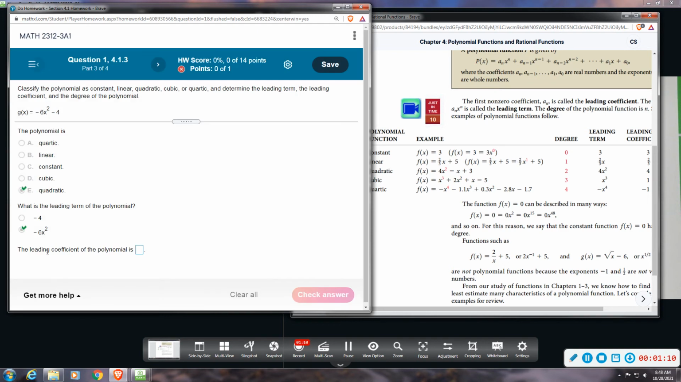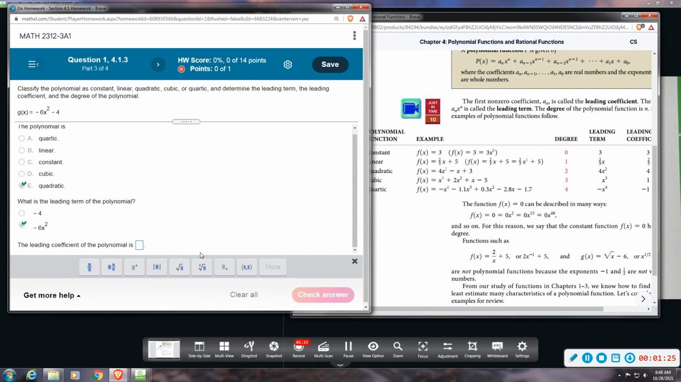And then the leading coefficient. So that refers to only the number in front. So for example, theirs over here was showing a leading coefficient of 4. Ours is going to be a negative 6. That's the number that's in front of our problem.